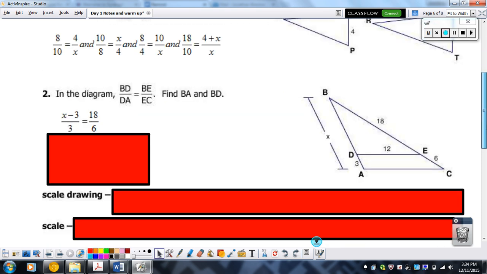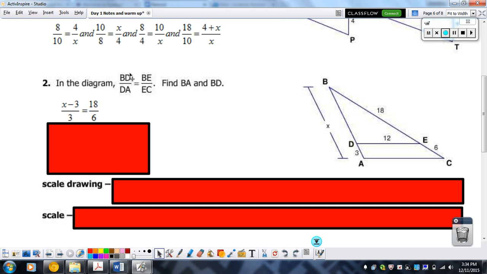In the next diagram, BD over DA is equal to BE over EC. A lot of students get confused by this. So we're just going to plug in what we have here into this and find the length of BA and BD.